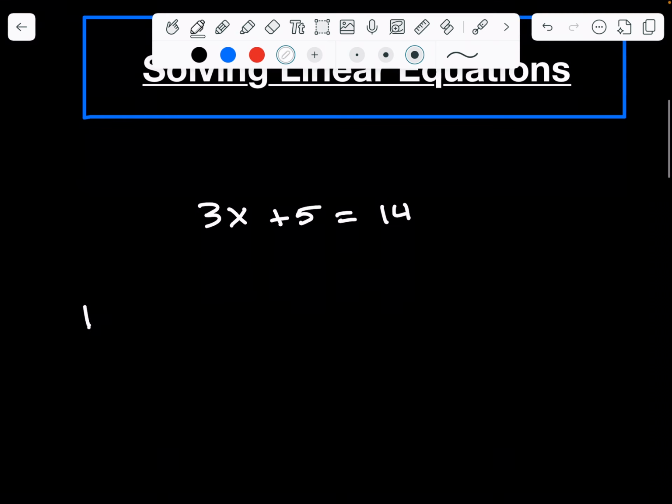So a linear equation is any equation that has a variable, so something we don't know, and in this case we'll use an x, anytime we have a variable that is raised to the first power. So all that it means to be a linear equation is if we go to graph this equation, it forms a straight line. So for example, a linear equation might look like this, where our x value is 1 and our y value is 1.